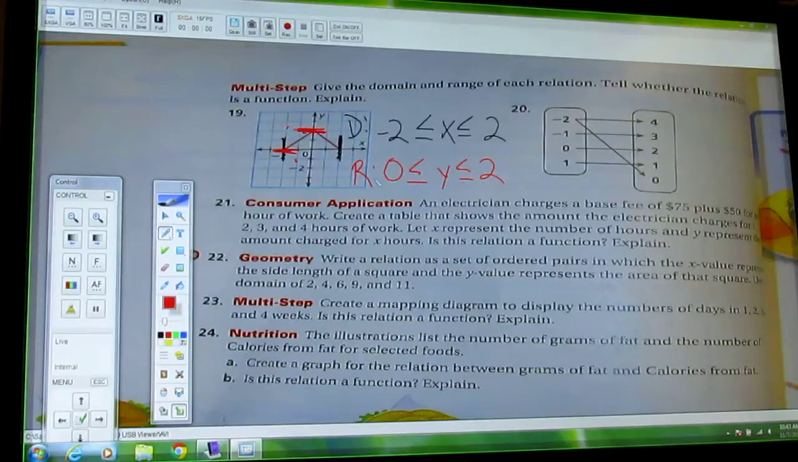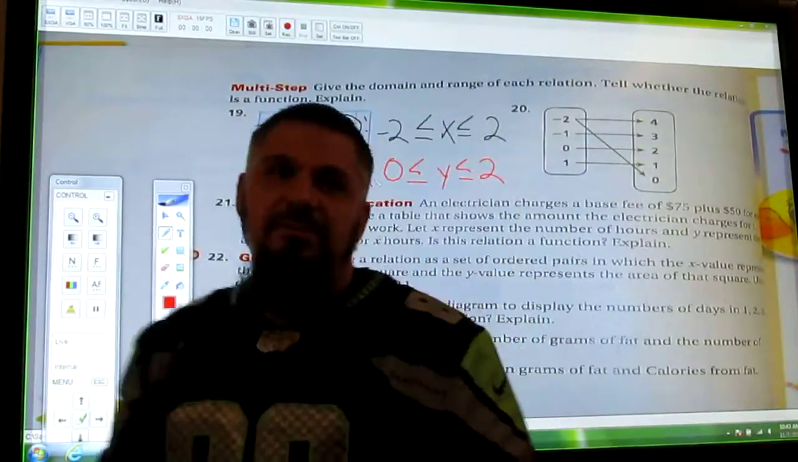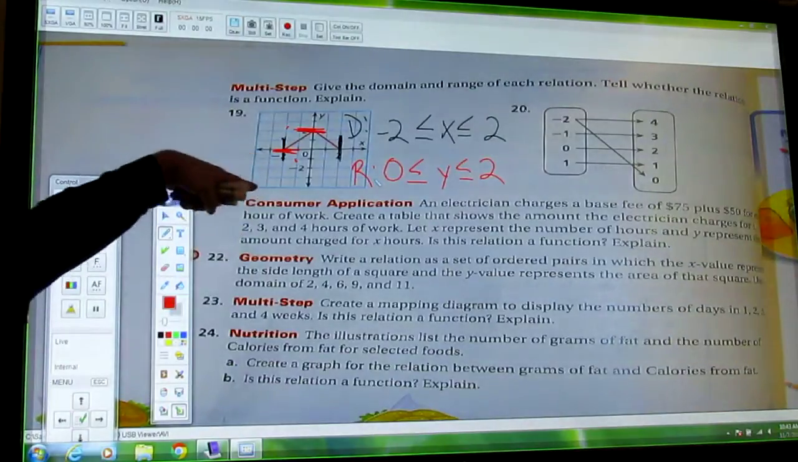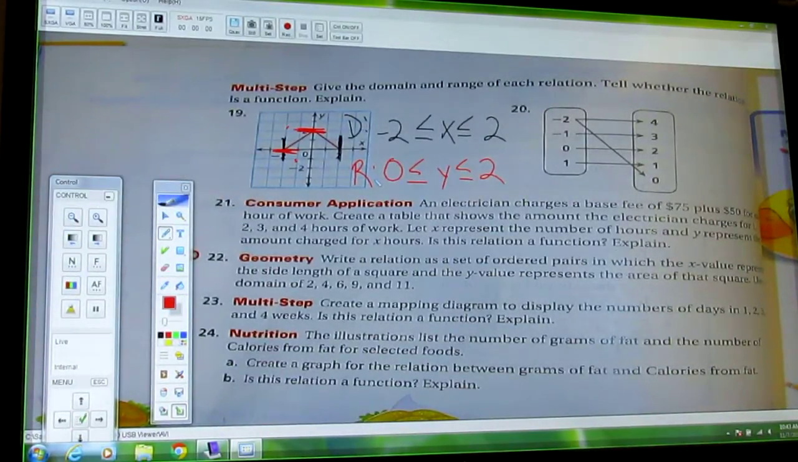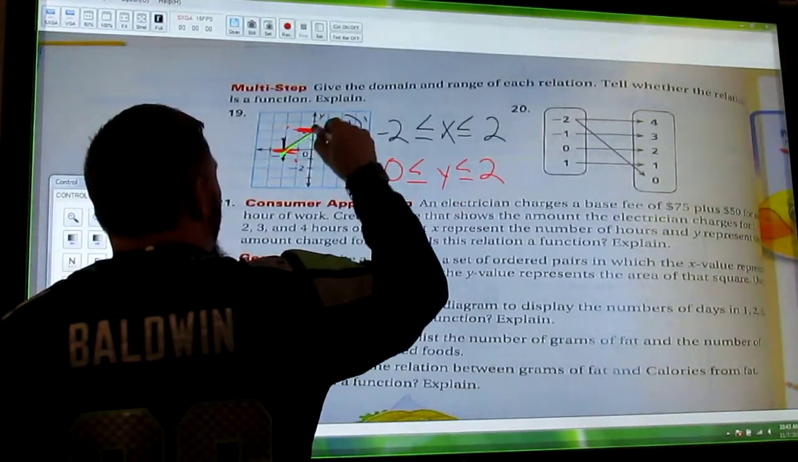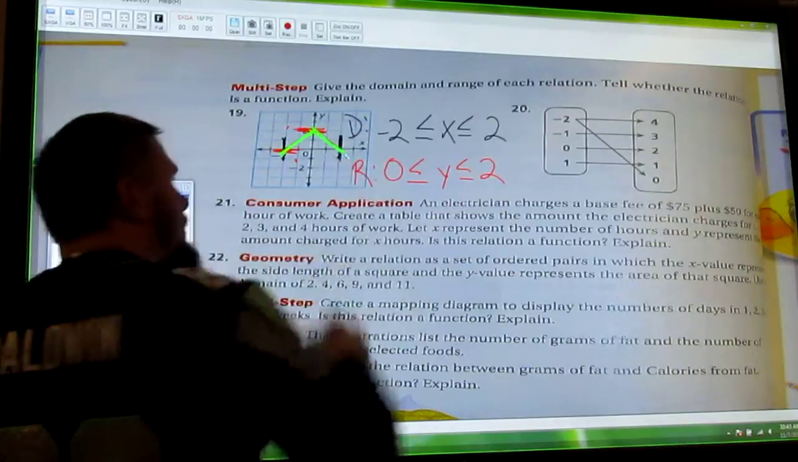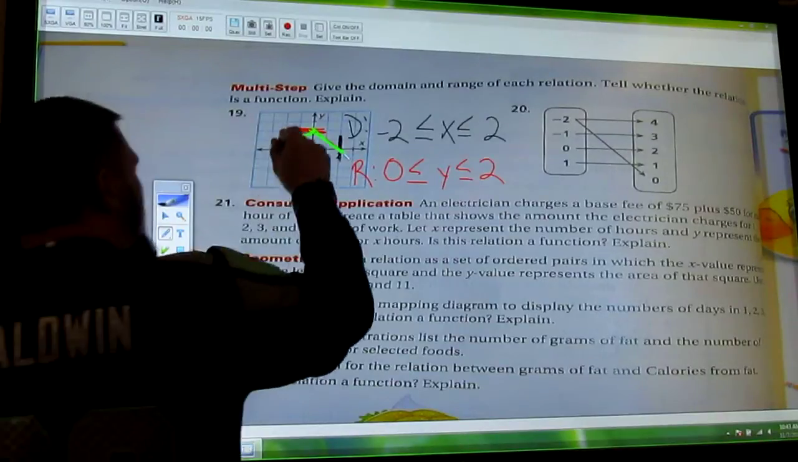I can do the same thing to this one. Now, is this a function, by the way? Is there any x that comes up twice? If we look at this, does x come up twice here? There's only one x, right?